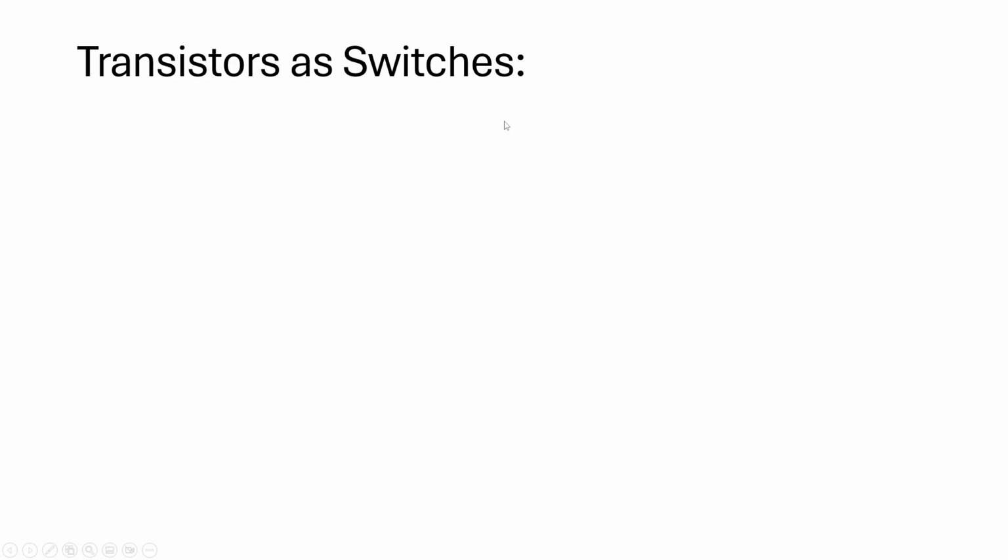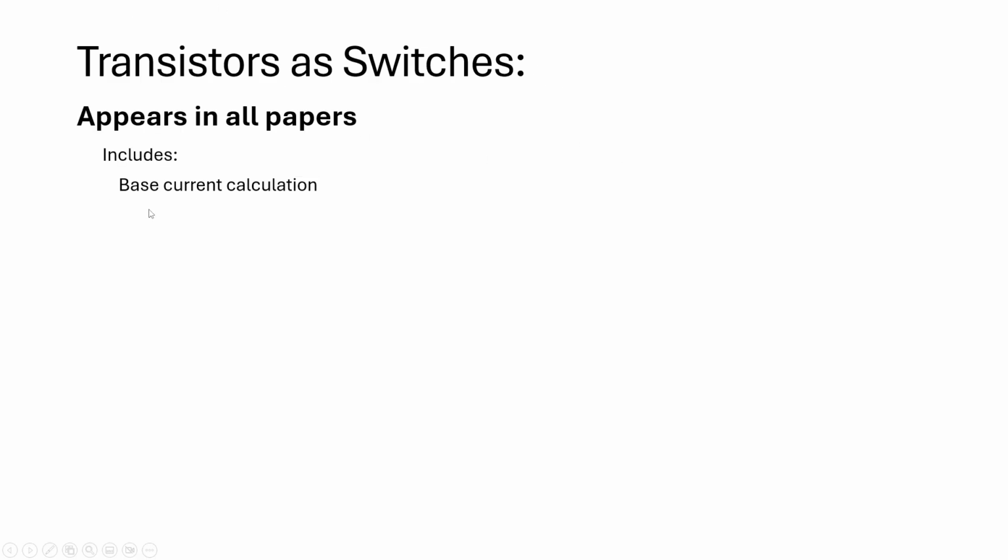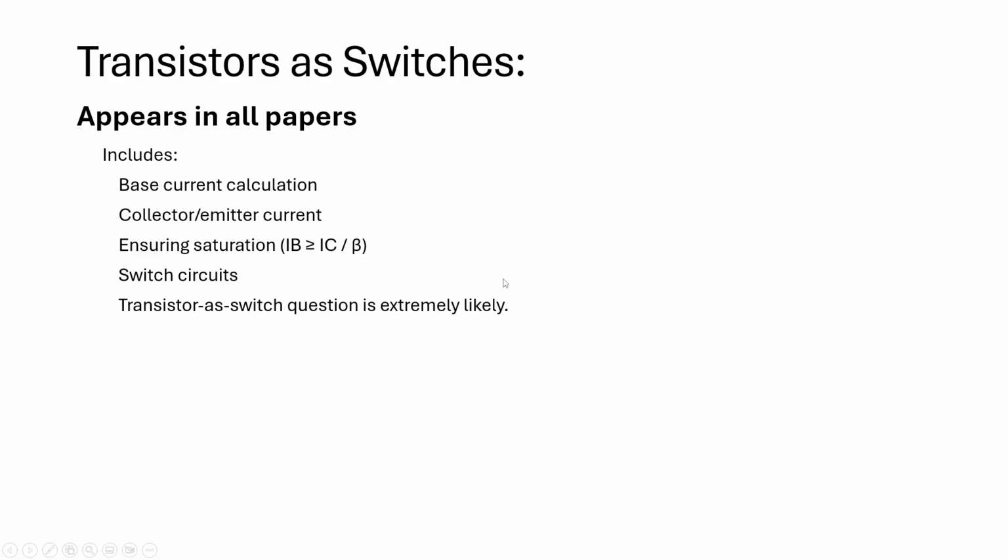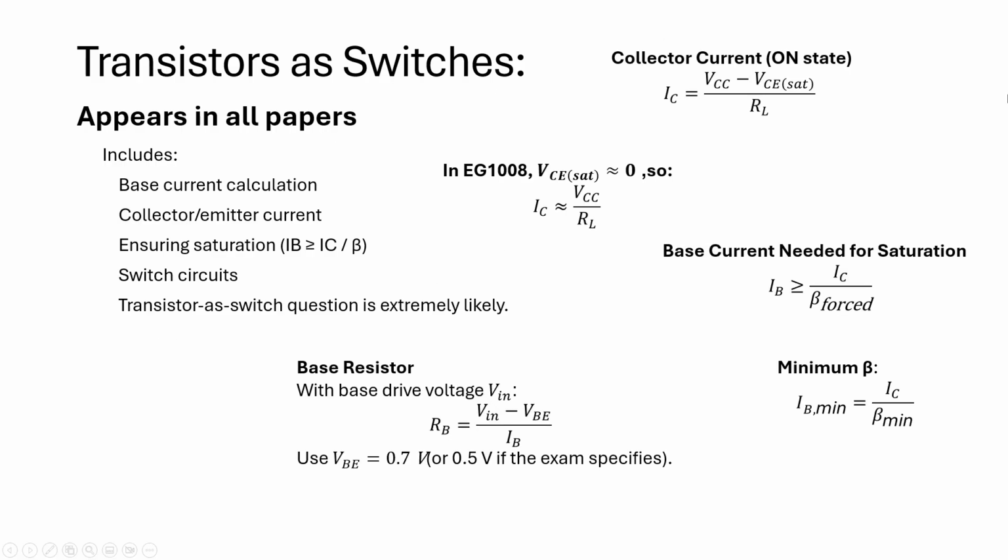Right? Transistors and switches, again, appears in all papers. Topics include base current calculation, collector and emitter current, ensuring saturation, switch circuits. Transistor as switch question is extremely likely. It appears in all papers, and even though it's not a main topic in the course, for some reason our university just loves to throw a transistor as switch question in there. These are all the equations you kind of need to clock, right?